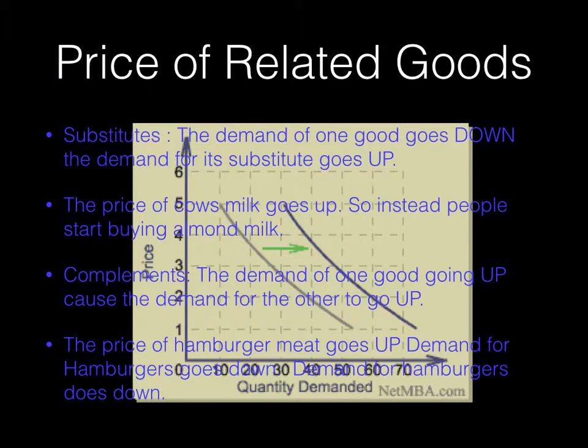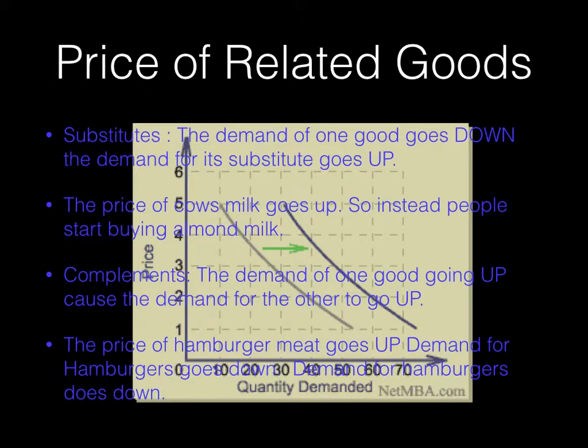So, for example, if you have cow's milk and the price of cow's milk goes up, people are not going to buy as much cow's milk, but they're not going to stop buying milk. So they might buy something else. They might buy a substitute, something like almond milk, right?